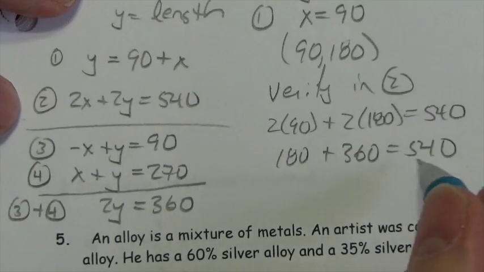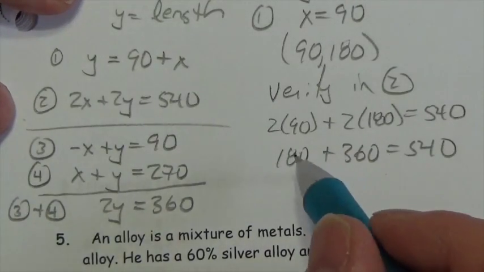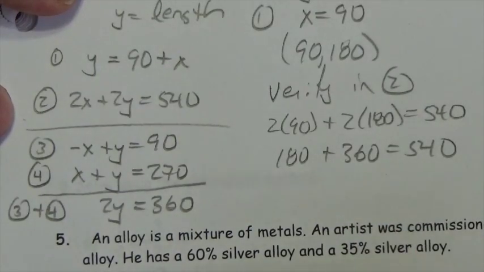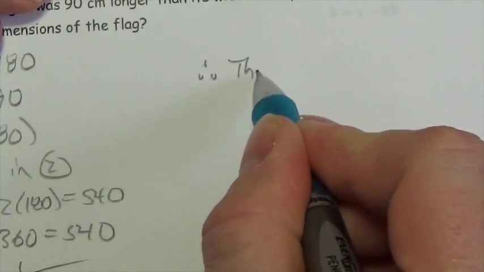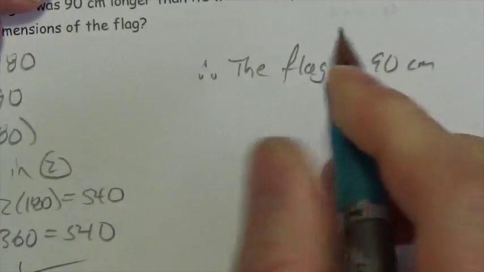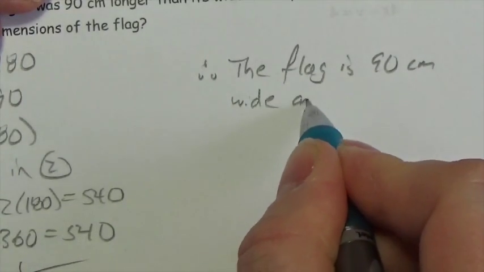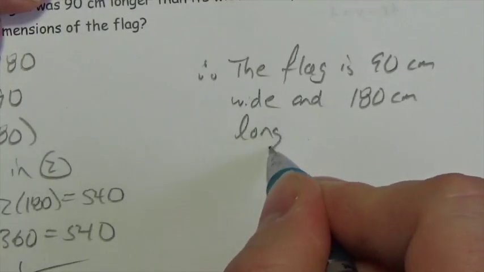Does 180 plus 540 equal, sorry, I said that wrong. Does 180 plus 360 equal 540? Yeah, actually, yes, it does. So therefore, the flag is 90 centimeters wide and 180 centimeters long. There you go.